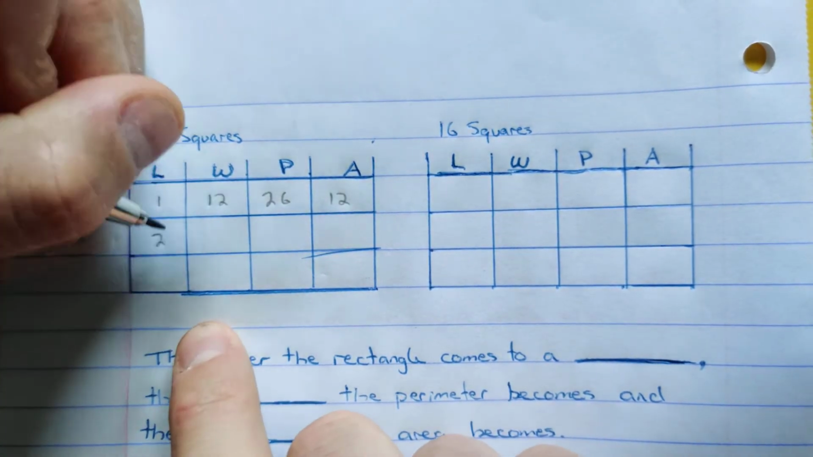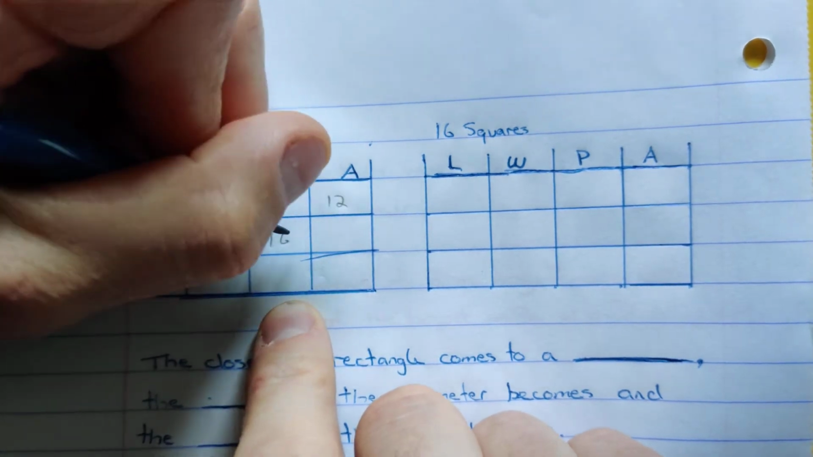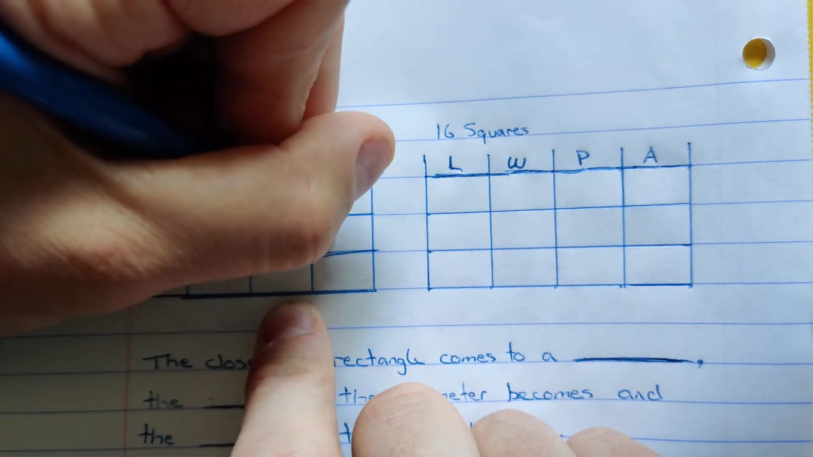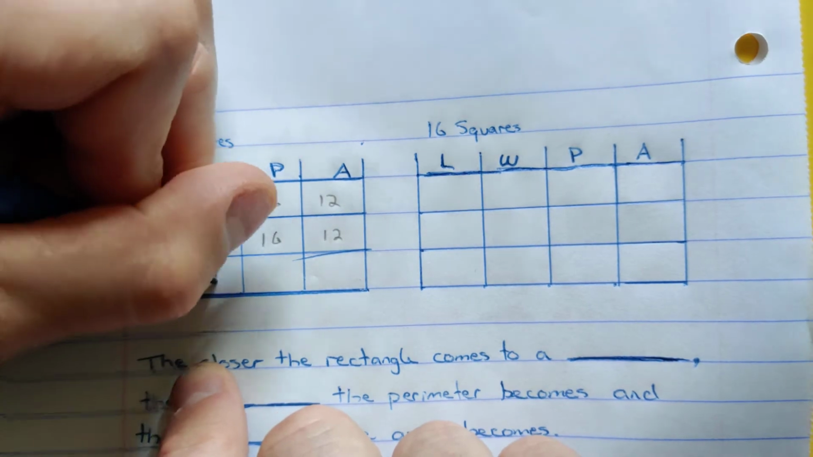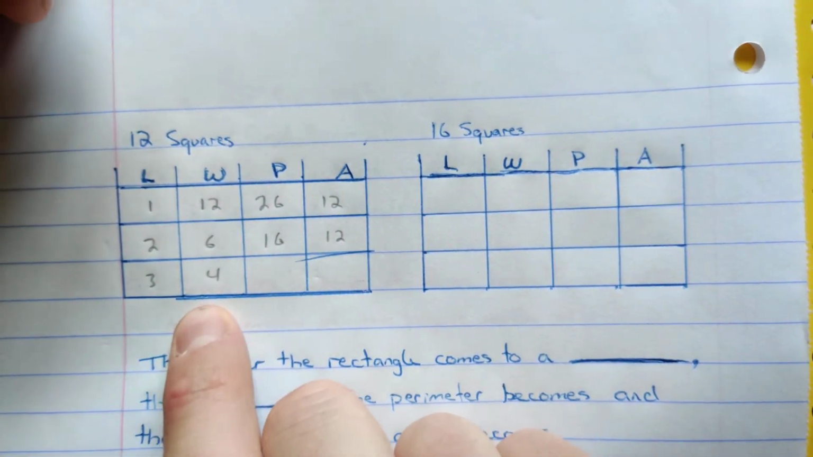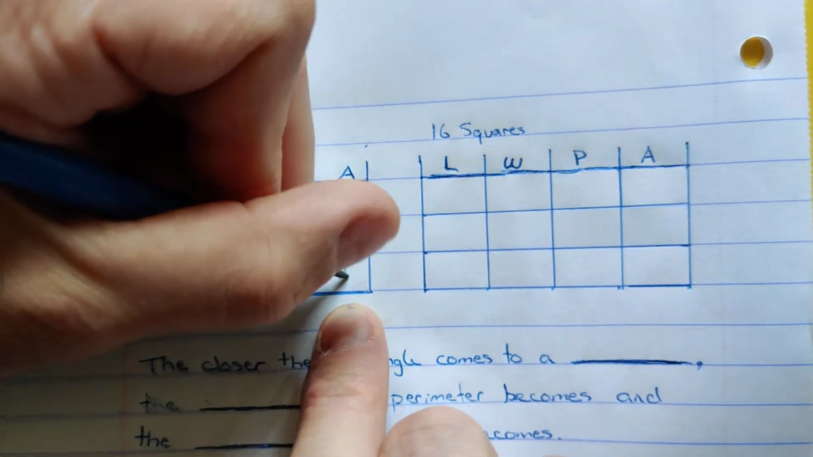But normally we should be using units. The next one, anyways, is a 2 by 6. So the perimeter of that one is 2 plus 6 times 2, which is going to be 16. The area is going to be 12. And in the next one, the length is 3 and the width is 4. 3 plus 4 times 2 is going to give us our perimeter. 3 plus 4 is 7 times 2 is 14. It's an area of 12.